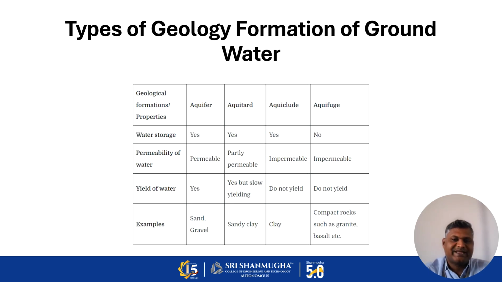Examples: sand or gravel for aquifer, sandy clay soil is the aquitard, clay is the aquiclude, and compact rocks such as granite, basalt, etc. are examples for the aquifuge. So this is about groundwater and wells.